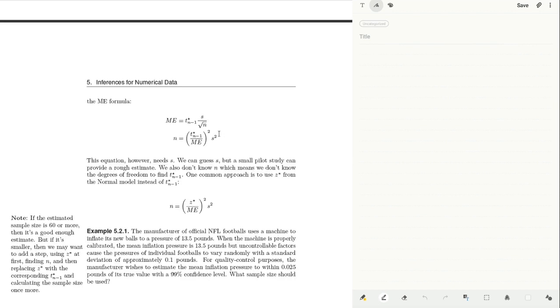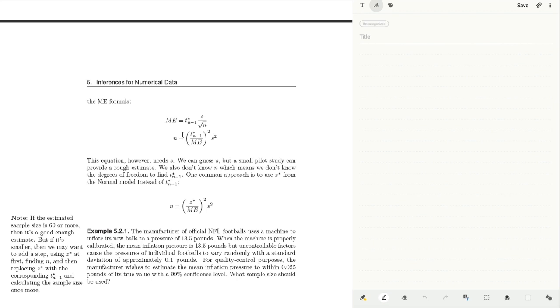Now looking at this equation, we need the standard deviation. We can guess this value or we can obtain an estimate from a small pilot study. Now we also need the critical value. However, this requires us to find the number of degrees of freedom, which is n-1. But there's a catch-22 here. In order to find the critical value, we need the number of degrees of freedom, which is n-1, but we need the sample size to find the degrees of freedom, which is what we're looking for.